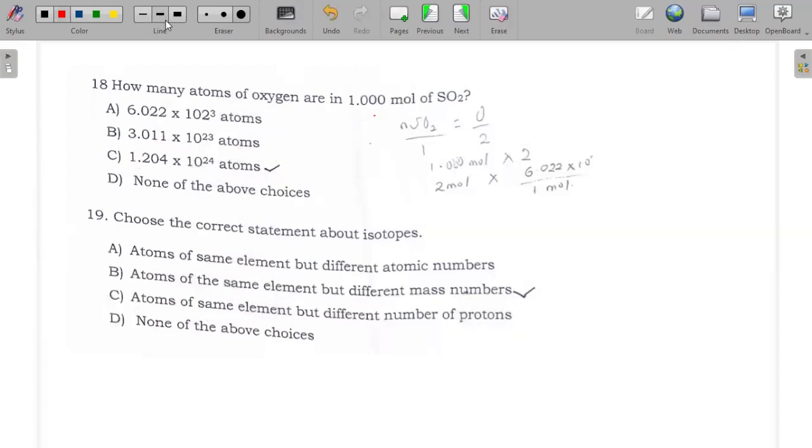Okay, so question 19, they're saying choose the correct statement about isotopes. Guys, even a grade 12 can answer this one. In fact, a grade 10, because we learn isotopes in grade 10, right?